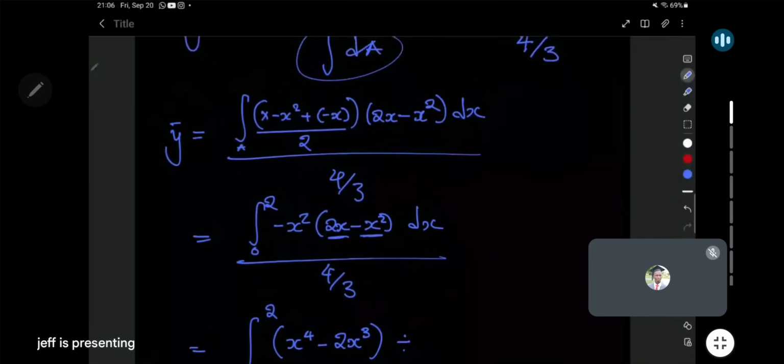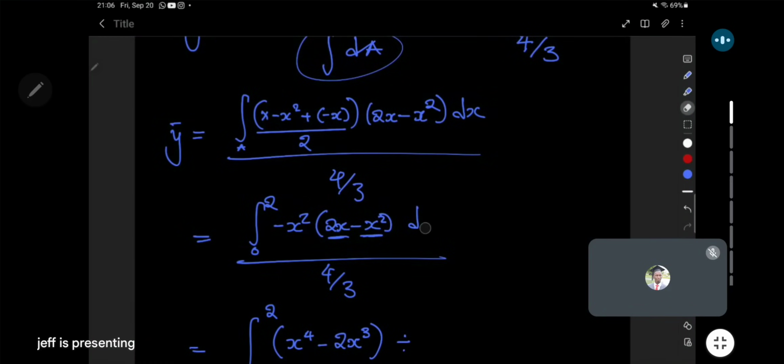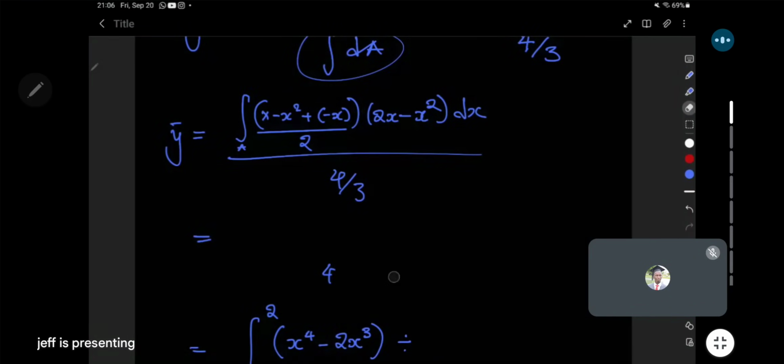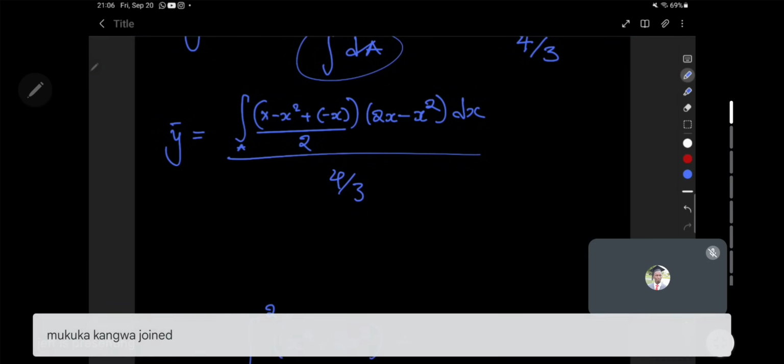So that over 2 is there. Let's just bring it back. Let's change all this, just the 2 which is there. Everything is still the same. Have a question?